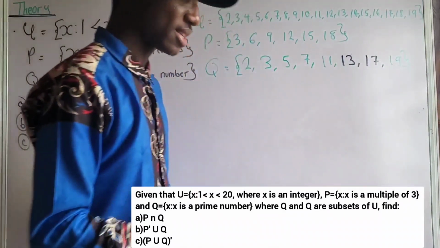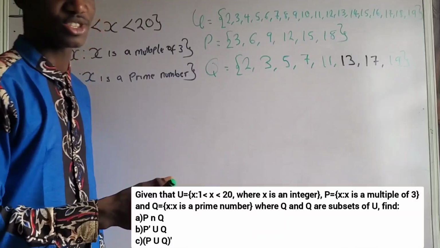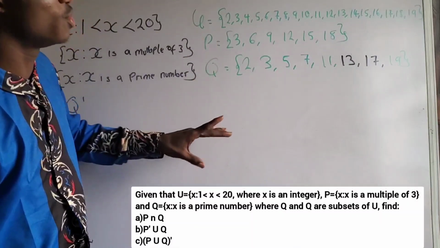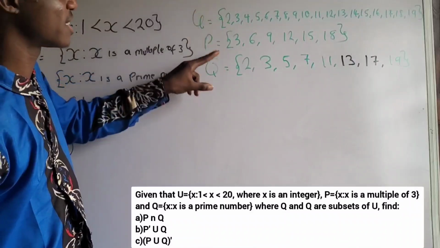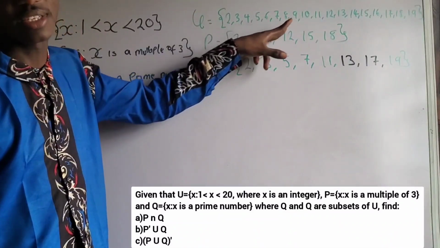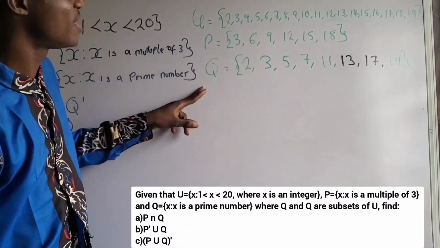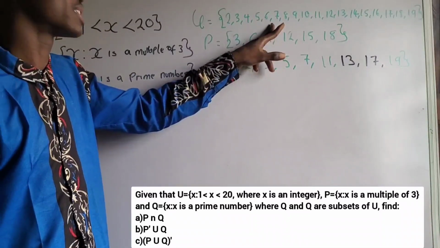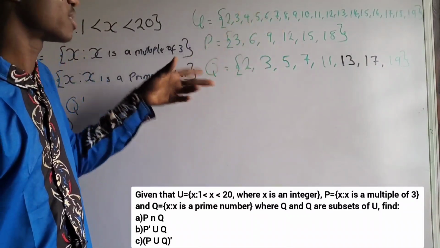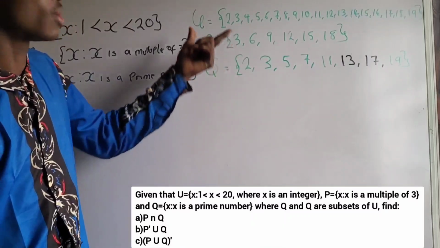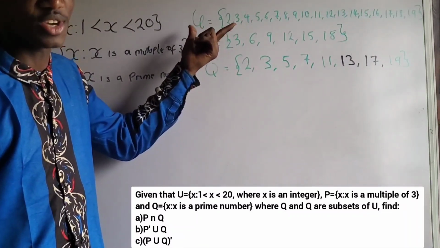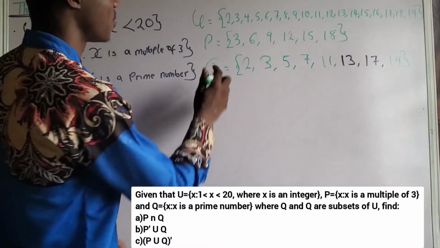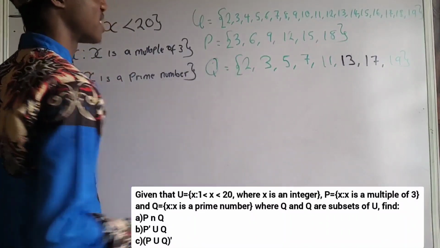So you can see that, please pay attention. If you look at the set P and Q, you will discover that all the elements that are present in set P are also included in the universal set. All the elements that are present in set Q are also present in the universal set. That is what is meant by P and Q being subsets of the universal set. Are you getting it?